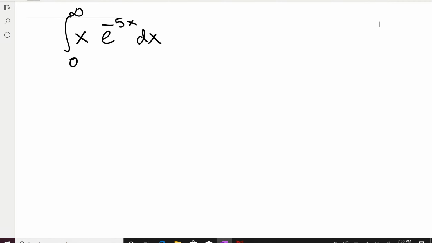Hello everyone. In this video I'm going to solve some example problems from type 1 improper integral. So here we have a type 1 improper integral. In the upper limit we have infinity, so this is a type 1 improper integral. Let's write it in the proper format. Let's replace infinity by t.